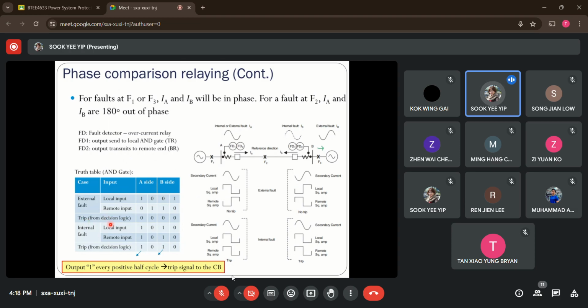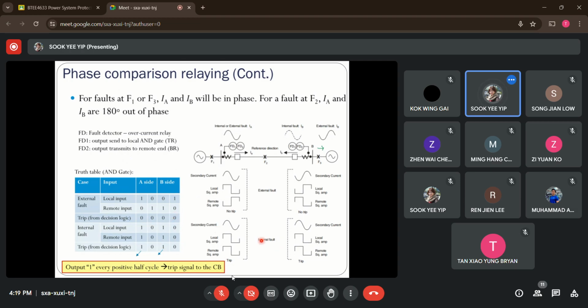So for the AND gate, whether a tripping signal is sent or not is based on what the inputs to this AND gate are. Right now I have a difference in the inputs, 1, 0 or 0, 1. So every time I have a difference in the input signals to the AND gate, it will always give me logic 0. Logic 0 indicates that no tripping signal is being sent to the breaker. So under external fault conditions, no tripping signal will be sent to the breakers, right?